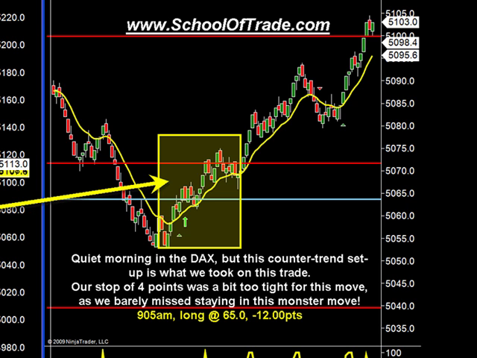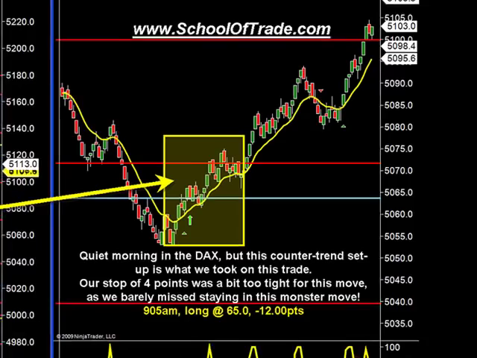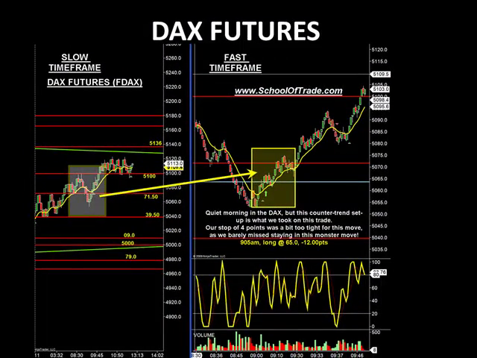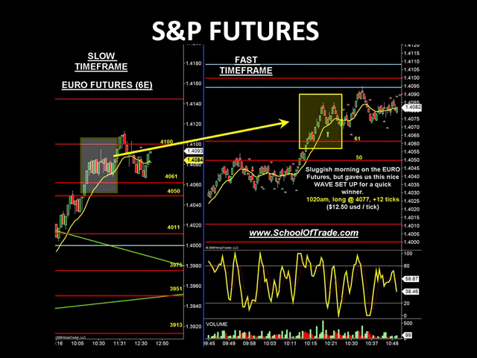We do take them. Our entry here was at 9:05 this morning. This is a long, 65 even was my initial entry. And as you can see in your charts, it went about 4.5 points against me, and then it reversed right along to the upside. 4 points times 3 contracts is going to be a negative 12 points on this losing trade. But guys, we got the money right back.